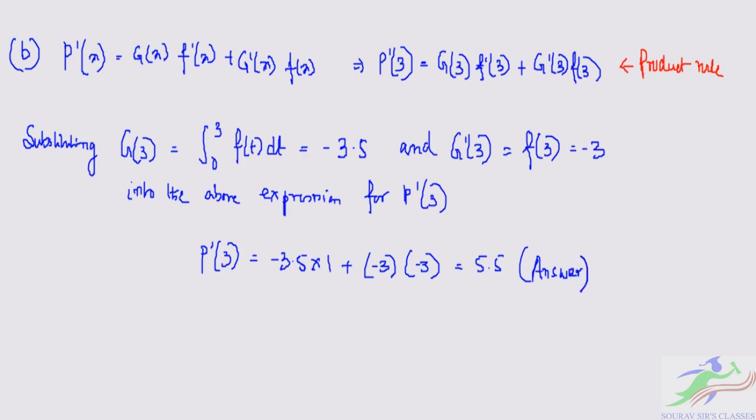Okay, so for the product rule, the distribution of points is 1 point. Next, substituting the value of g prime 3 is 1 point. And finally, evaluating the value of p prime 3, that is the answer, is 1 point for part B. So there are 3 points of distribution in total over here.